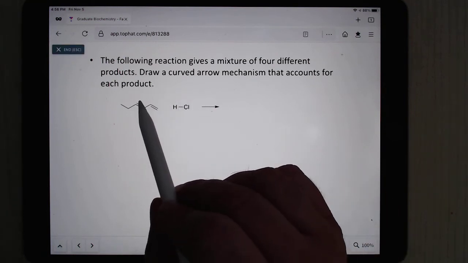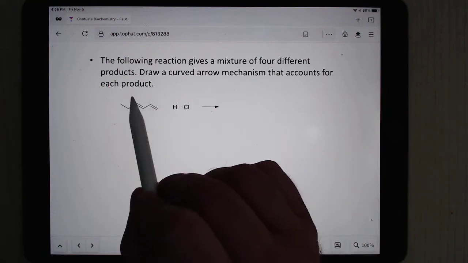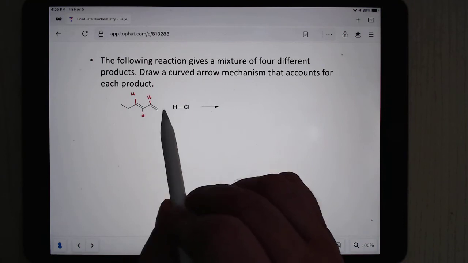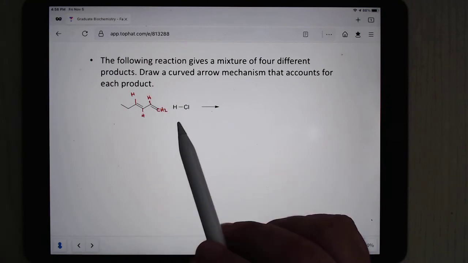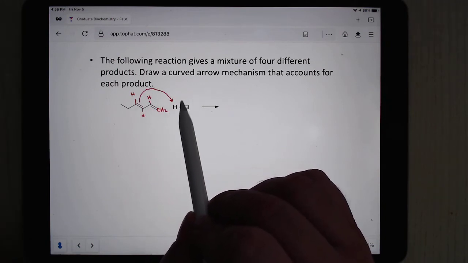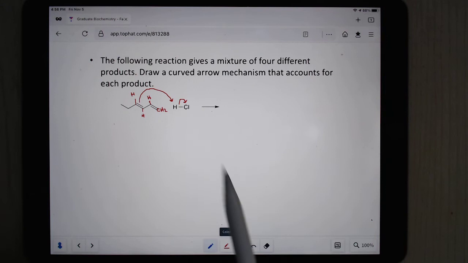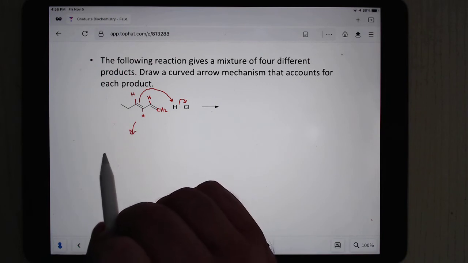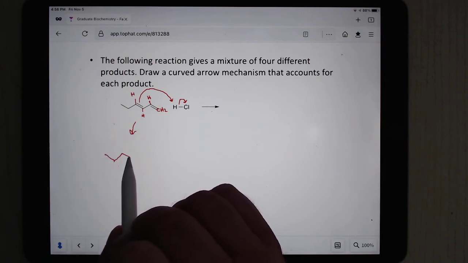Okay, so first thing you're going to do is draw in the hydrogens, just so it's a little bit easier to see. We're going to take one of these double bonds, attack the hydrogen, and then kick away the chlorine. And so what you're going to end up getting is this.